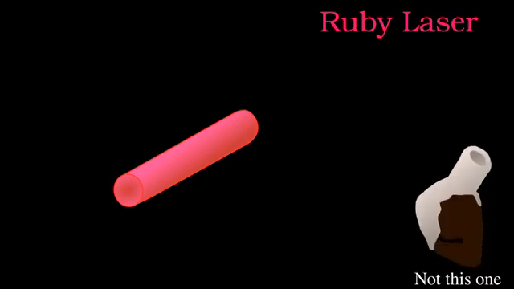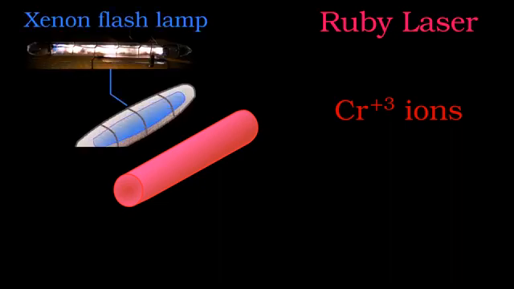The ruby laser was the first type to ever operate. The gain medium is a classic crystal structure associated with lasers, a cylindrical ruby rod with the same chemical composition as the gemstone, much longer than it is wide. Ruby is mostly made of aluminum oxide with some chromium mixed in. These atoms give it the red color and are the ones which produce the laser light.